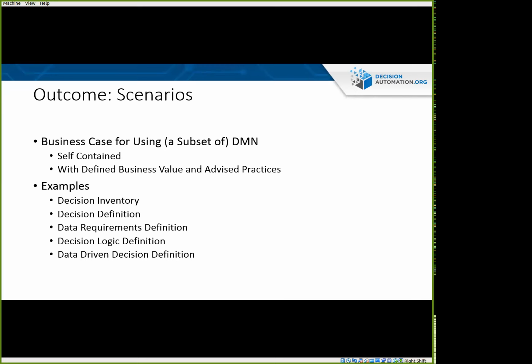So by way of illustration, let's look at some scenarios that are currently used. The simplest of these is probably decision inventory. This is the mining of simple definitions of a set of decisions in a particular business area, along with associated questions, the answers to those questions, or how those answers are determined, and performance goal metrics. And the idea behind inventory is that it identifies high-value opportunities for further work and potentially later on decision automation.